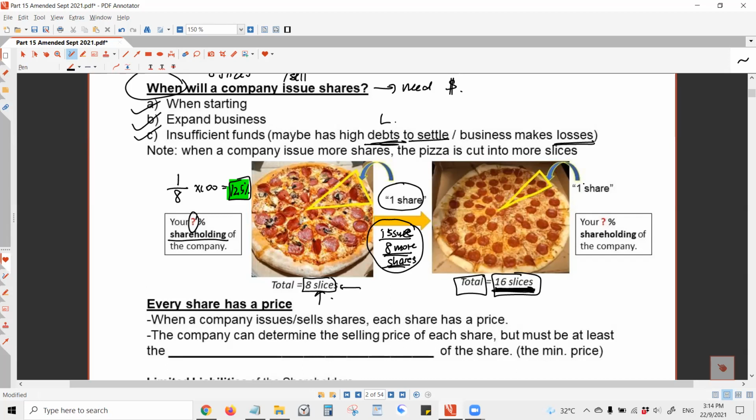Imagine if you still own just one share, your power would become lower. So you try to calculate 1 over 16 times 100. Okay, now calculate.